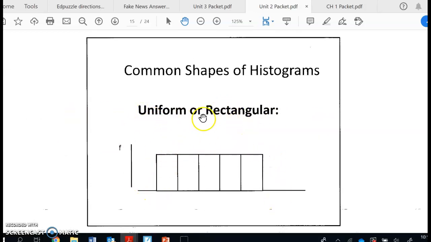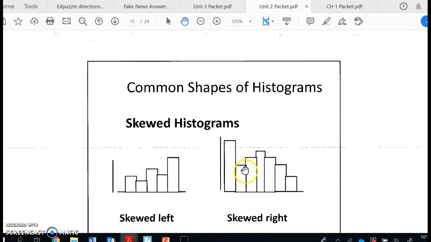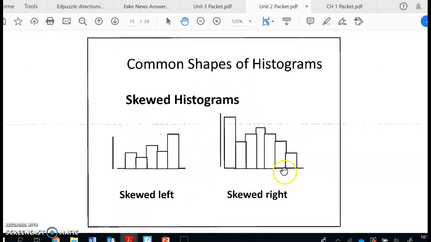You think about, what does a uniform mean? Well, if you're playing soccer or lacrosse, everybody wears the same uniform. You look the same. Have to look the same to play a sport in terms of your attire during a game. So uniform, everybody's at the same height. That can happen. Some other common shapes are skewed left and skewed right.